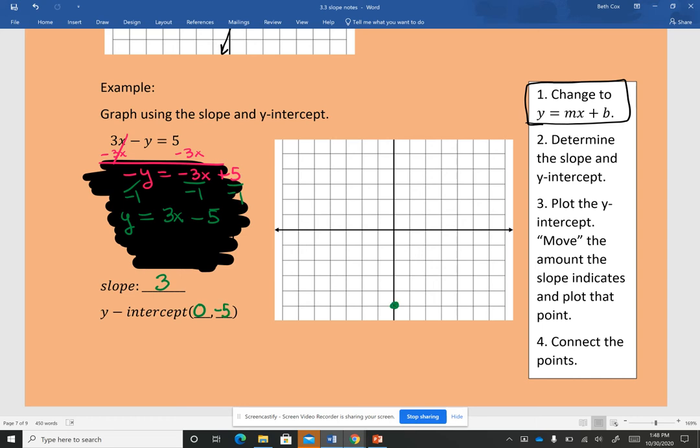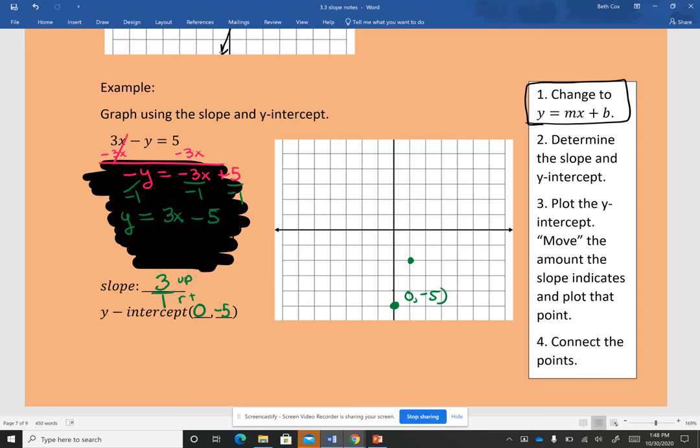So I'm going to graph that. There's 0, negative 5. My slope is 3. We already know that's supposed to be 3 over 1. And so I'm going to go up 3. That's up and right because they're both positive. So up is positive and right is positive. And those are my 2 points.